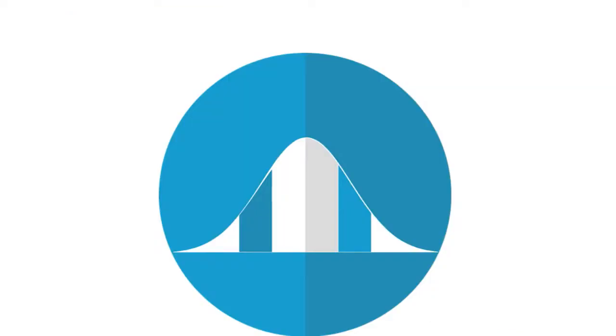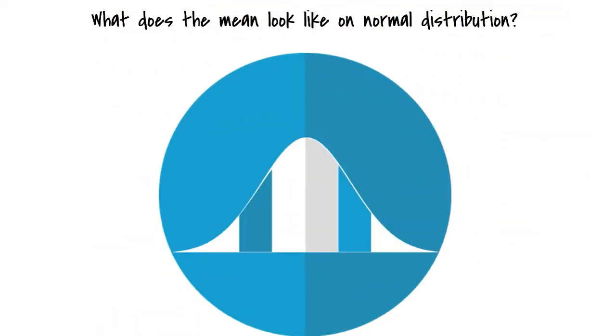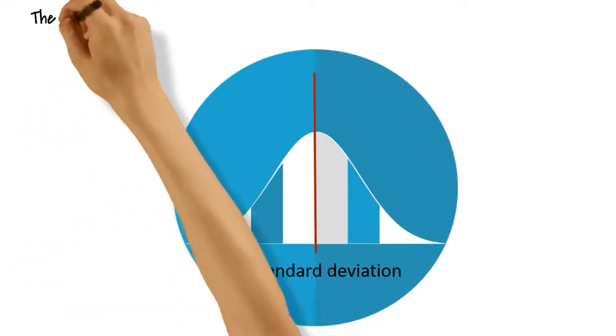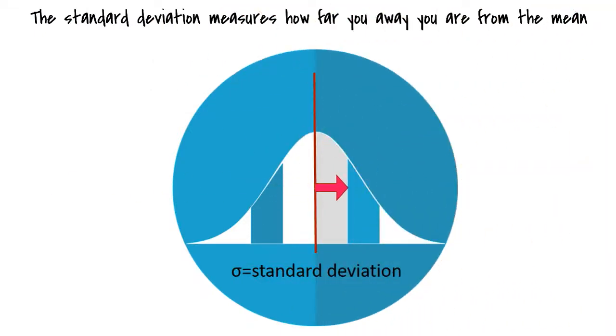Remember the bell curve in school? That is an example of a normal distribution. What does the mean look like on a normal distribution? The mean's right in the middle of the distribution. The standard deviation measures how far you are away from the mean.